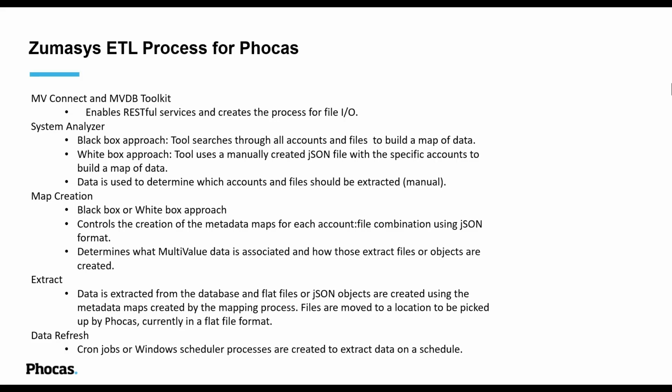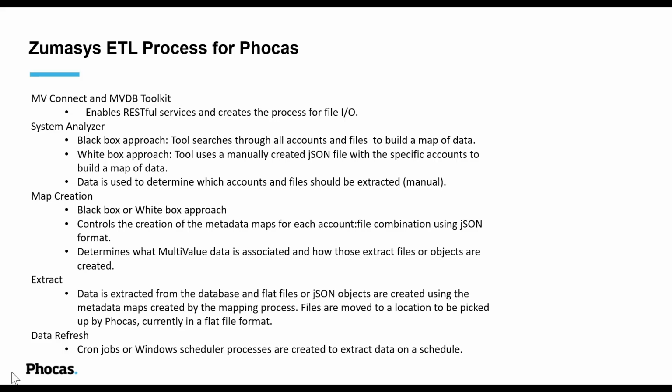So those map objects are created with JSON. There's JSON objects. And if you're not familiar with JSON, it's just a format for explaining data. So we build some metadata, and then we use that metadata to extract the data and get it out to Phocas. So currently we're doing that in a flat file format.